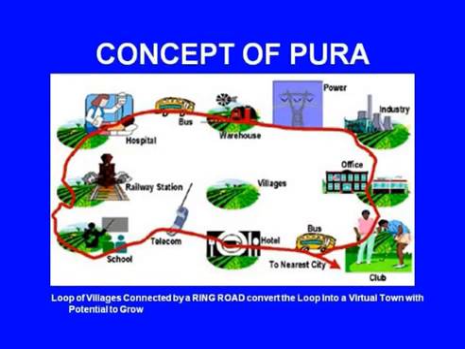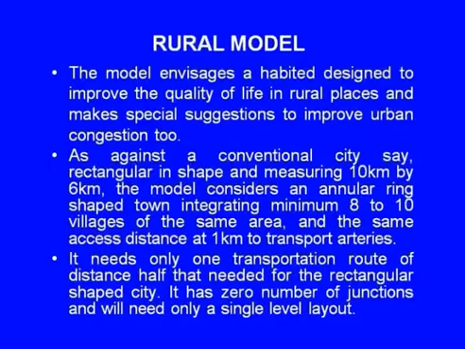migration. This particular slide shows the overall concept of PURA, where a group of villages would be connected by a ring road to convert this into a virtual town with a potential to grow, with all amenities being shared by these group of villages. For this, a rural model has been envisaged. This model envisaged a habitat designed to improve the quality of life in rural places and to make special suggestions to improve urban congestion too.